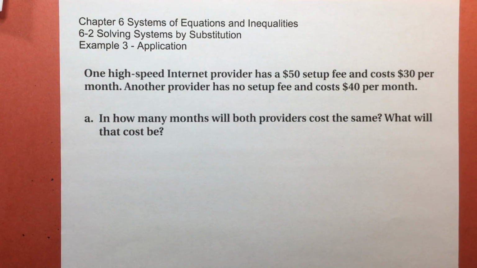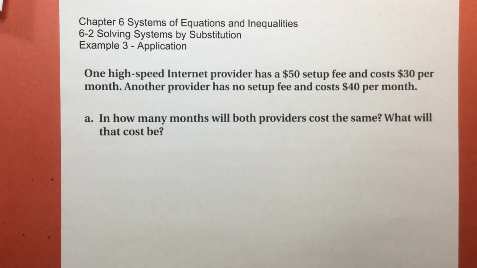So here's what we got. We got a high-speed internet provider, think Qwest or Comcast or something like that. They have a $50 setup fee, and it costs $30 per month. I wish we had that. Another provider has no setup fee, but it costs more per month, $40 per month.